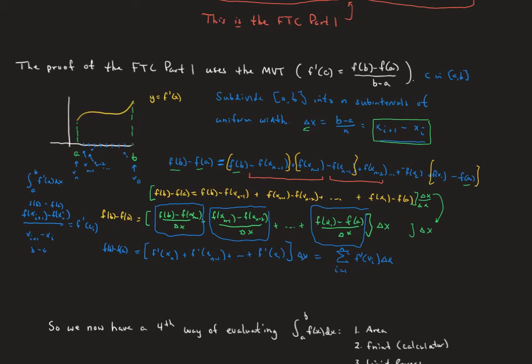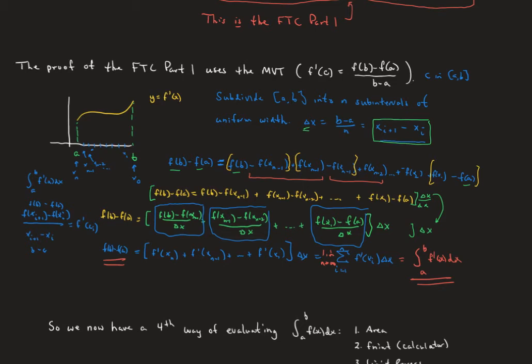So here we have our Riemann sum, which we know that if we insert a limit as n goes to infinity, then this will become the integral from a to b of f prime of x dx, which we are claiming is equal to f of b minus f of a. So that's our proof of the fundamental theorem of calculus part 1.